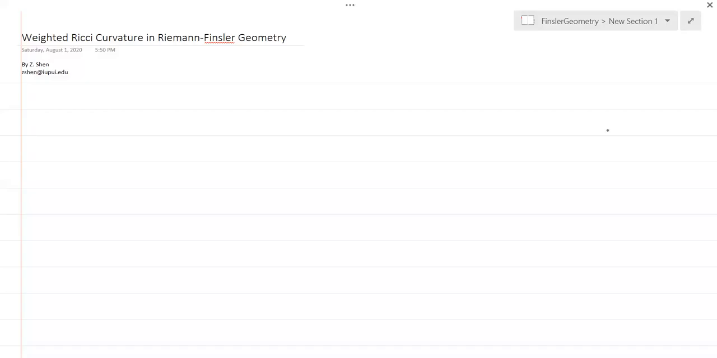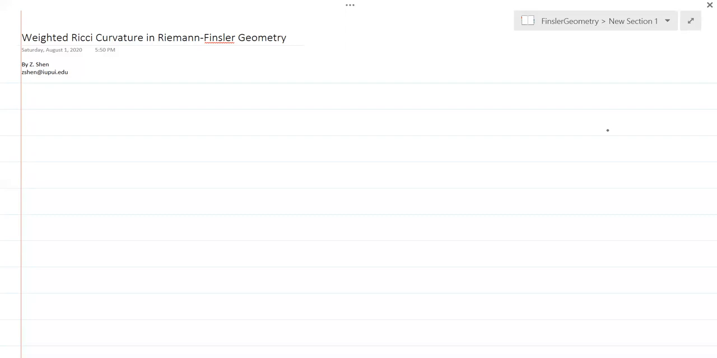Right, I'm going to talk about weighted Ricci curvature in Riemann-Finsler geometry. Now, you have heard about Finsler geometry, so what are Finsler metrics? Okay, a Finsler metric, roughly speaking, is just a family of norms on the tangent space.